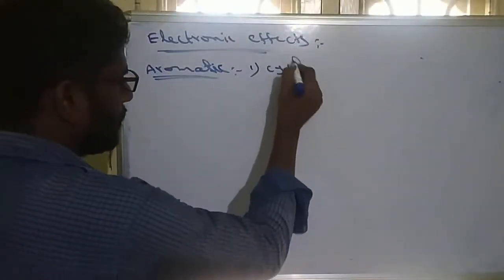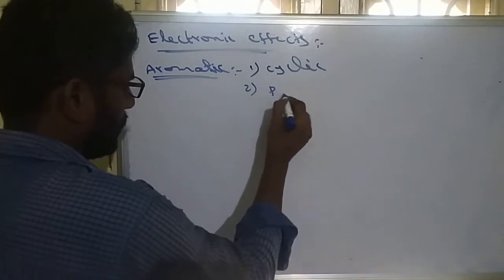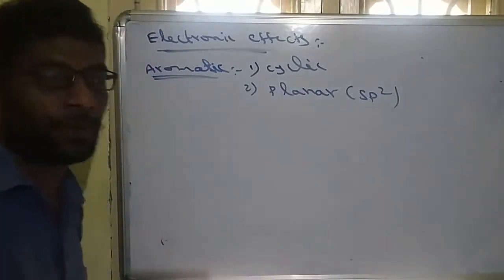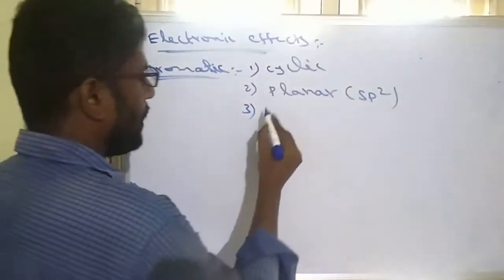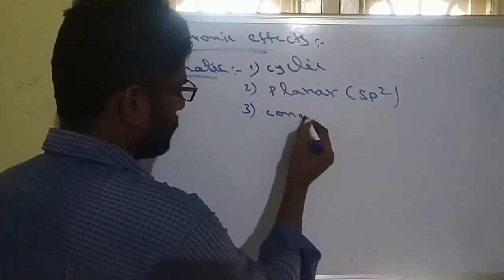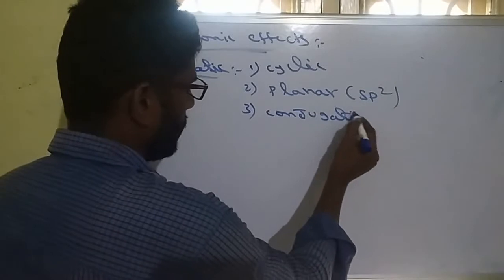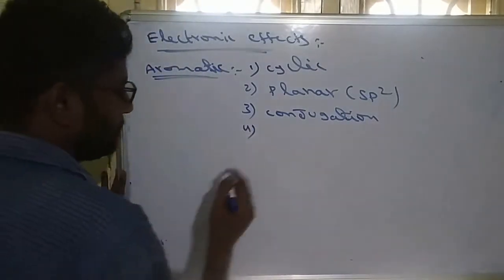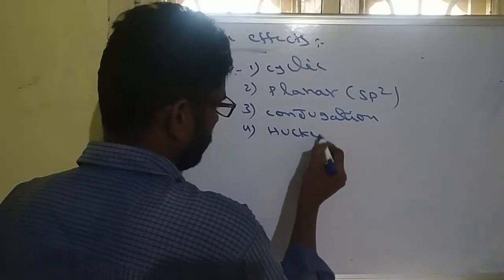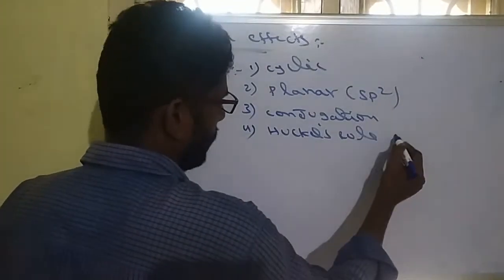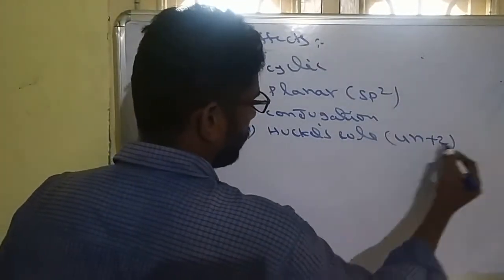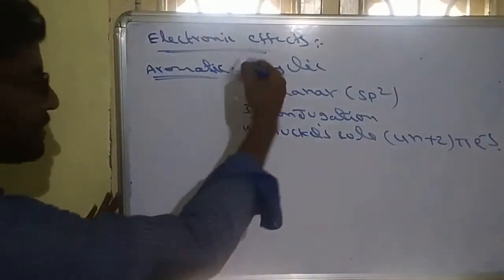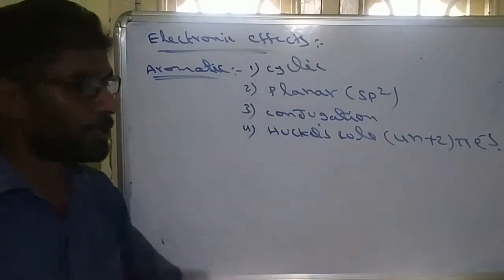One, it must be cyclic. Second, it must be planar. Planar means it contains sp2 carbon. The third must be conjugation. Conjugation is nothing but resonance. And the fourth one must be Huckel rule. Huckel rule means 4n plus 2 pi electrons. So any molecule that contains these four rules is said to be aromatic.